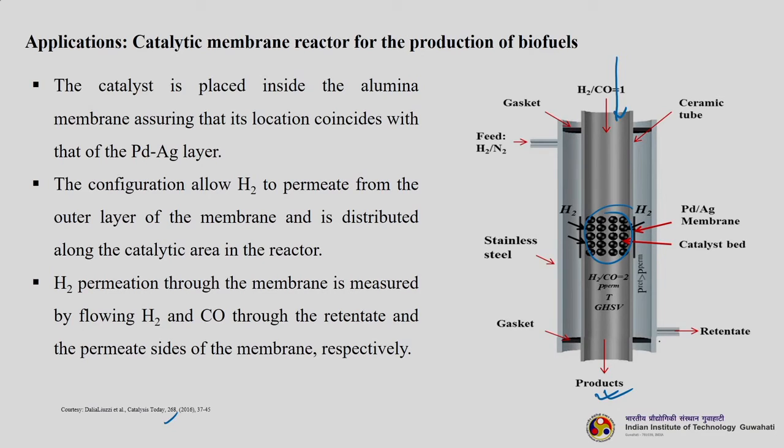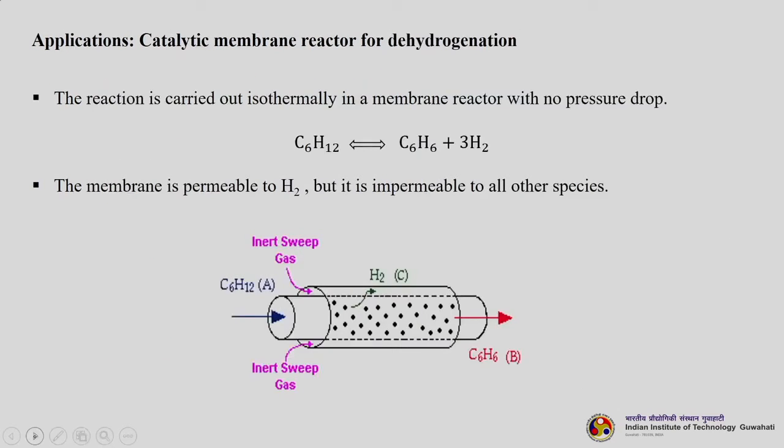And basically the outer one is made up of stainless steel, there are gaskets to hold it, and inside this is the palladium silver membrane. So, hydrogen permeation through this membrane is measured by flowing hydrogen and carbon monoxide through the retentate and permeate sides of the membrane respectively. So, another application is catalytic membrane reactor for dehydrogenation.